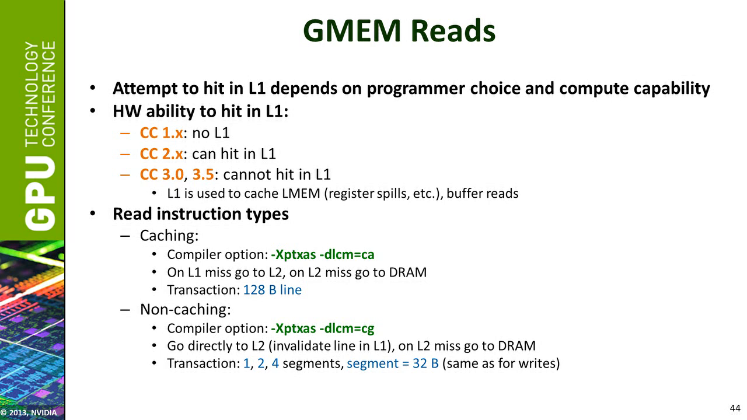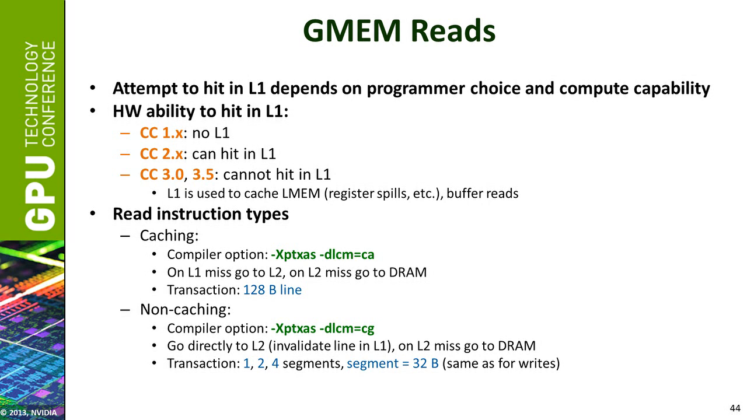Other than that, as I mentioned, there are two instruction types: caching reads and non-caching reads. You select them with compiler options. I'm not going to spell it out, but this particular compiler option will give you caching load instructions. If your hardware is capable of hits in the L1 cache, this compilation path will at least attempt to hit in L1. So on access, you go to the L1 cache, you try to hit. If you miss, then you go to L2. If you miss in L2, you go to DRAM. Transaction size in these cases is a 128-byte cache line, no longer a 32-byte segment. You always work in terms of 128-byte lines.